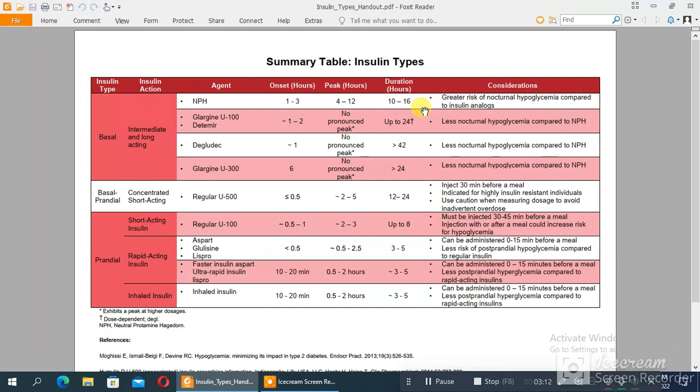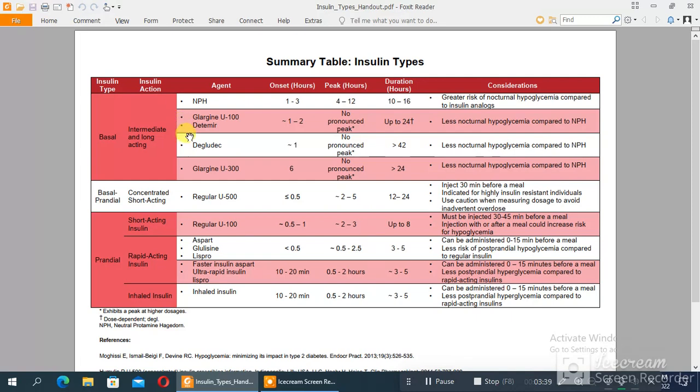And this intermediate acting insulin has a disadvantage of causing nocturnal hypoglycemia. During sleep times, blood glucose levels may fall down, and that is known as nocturnal hypoglycemia, and that is common with neutral protamine hagedorn insulin.